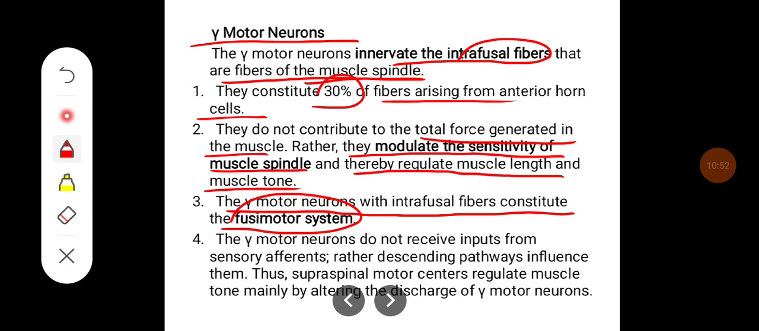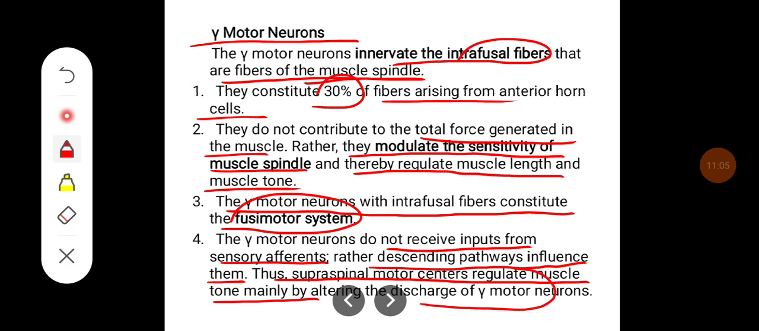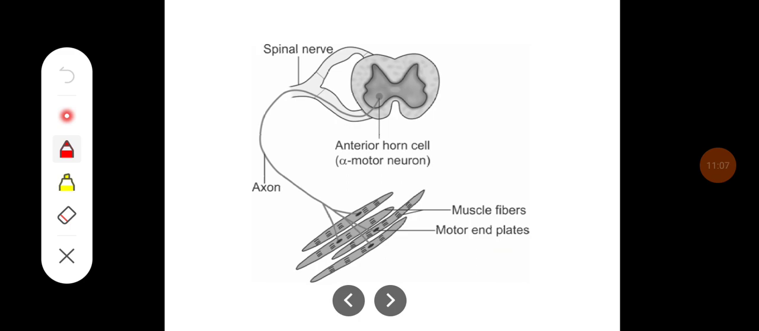The gamma motor neurons do not receive inputs from sensory afferents. Rather, descending pathways influence them. Thus, supraspinal motor centers regulate muscle tone mainly by altering the discharge of gamma motor neurons. So, this diagram shows one motor unit, the single spinal nerve, which is going to innervate the different muscle fibers.